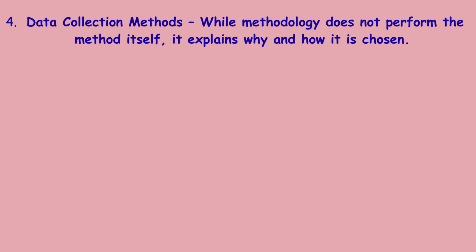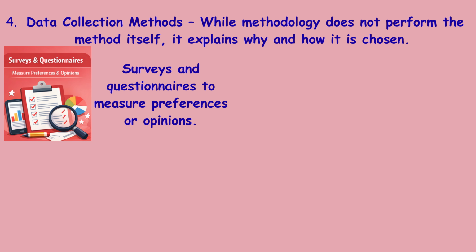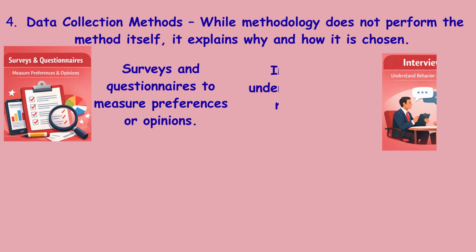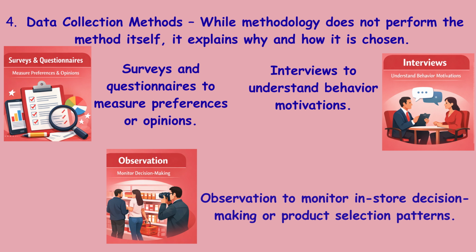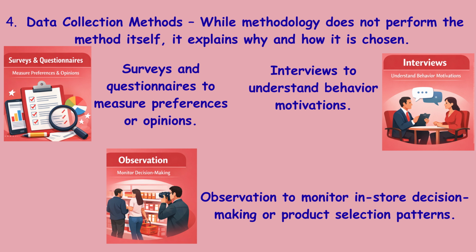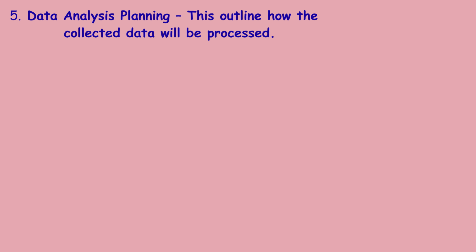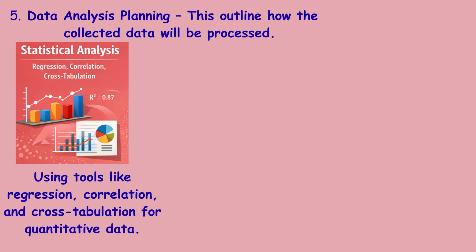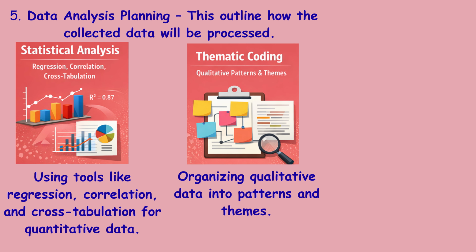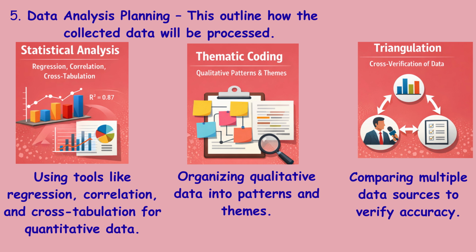4. Data collection methods. While methodology does not perform the method itself, it explains why and how it is chosen. Examples: surveys and questionnaires to measure preferences or opinions, interviews to understand behavior motivations, observation to monitor in-store decision-making or product selection patterns. 5. Data analysis planning. This outlines how the collected data will be processed. It includes statistical analysis, using tools like regression, correlation, and cross-tabulation for quantitative data. Thematic coding, organizing qualitative data into patterns and themes. Triangulation, comparing multiple data sources to verify accuracy.